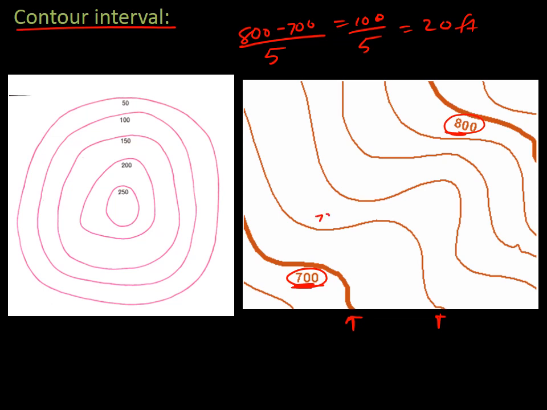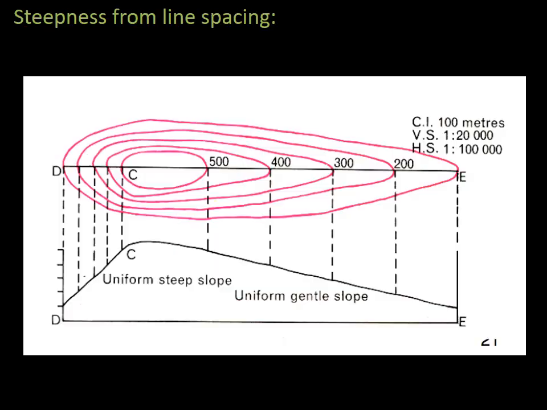So if this one is 700, this one must be 720, 740, 760, 780, 800. So this one up here must be 820, and this one down here must be 680. So this is another reason we don't label all of the lines on a topo map, because you don't need to. You can just figure it out based on whatever the contour interval is, and you can count from an index contour to the line that you're interested in.